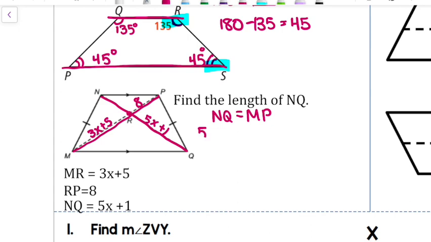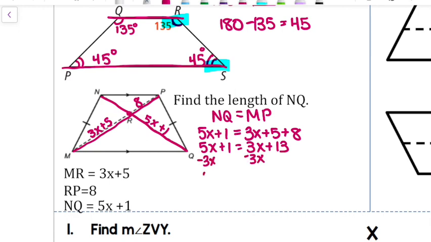So that means that 5x plus 1 is equal to 3x plus 5 plus 8. We got to also have that plus 8 part there. So then we get 5x plus 1 is equal to 3x plus 13. Okay. Subtract my 3x to get 2x plus 1 equals 13. Subtract 1. 2x equals 12. Divide by 2. So x must equal 6.